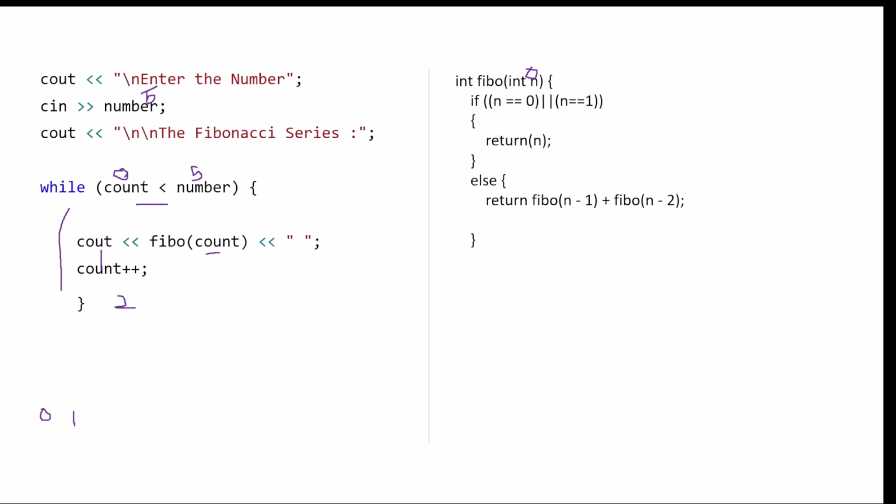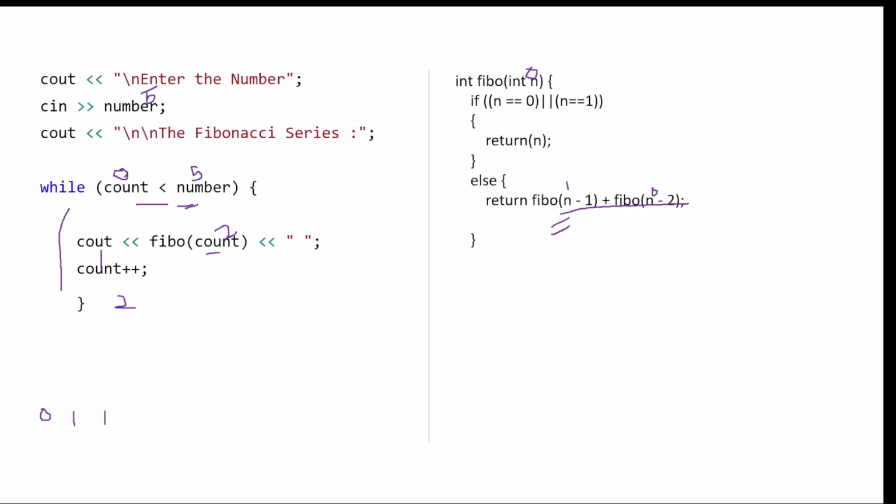2 is less than the number, that is 5. If you call this function with the value 2, what happens? This is not equal to 0 and 1, so it calls this function: n minus 1 is 1 and n minus 2 is 0. So it returns the value 1. This is the way it is going to call this recursive function repeatedly until the condition is met, until we get the series of terms we need.